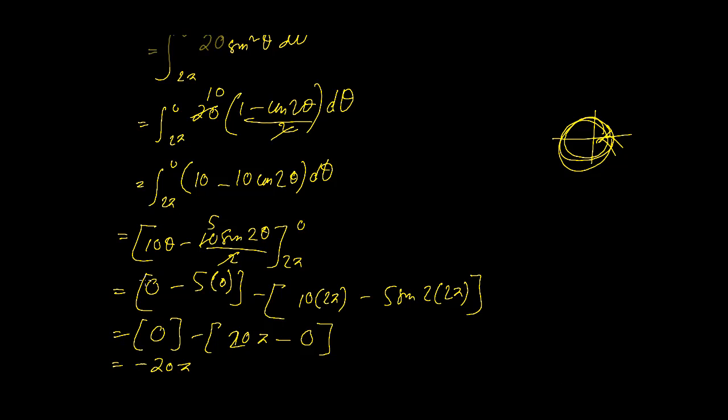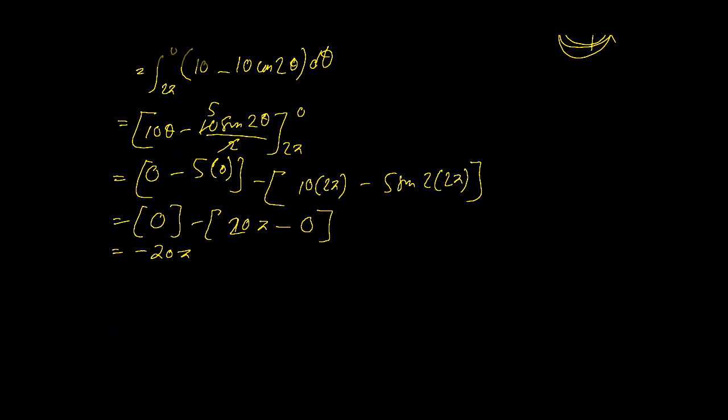Now the area shouldn't be negative, it should be positive, so I'm looking for the mistake here. Where is the mistake? I cannot find the mistake here, but anyway, the answer is correct. So the answer is area equals 20 pi. You have to do the calculation yourself here, so it should be 20 pi.